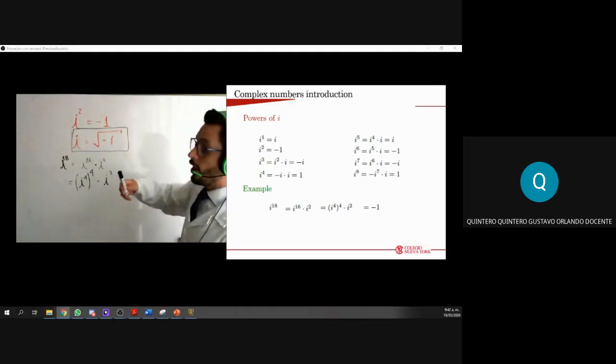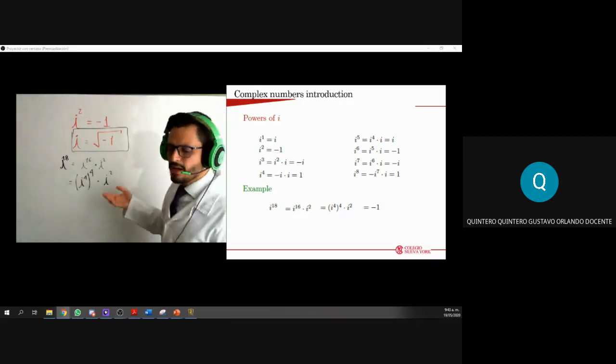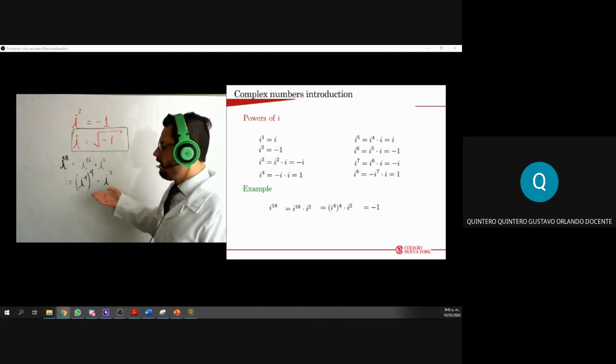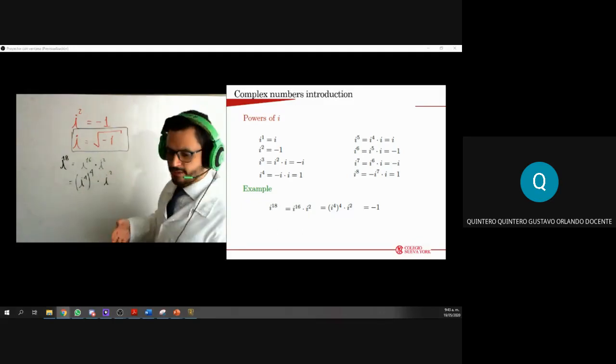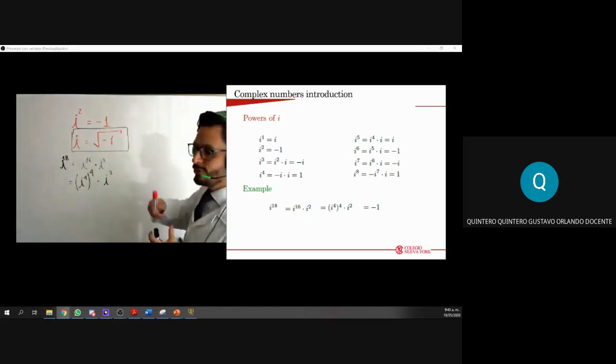All right. Now, let's continue. Now, let's get to the fun part. This is some basics of properties of exponents, right? This is basic stuff. Now, let's jump into the important part.